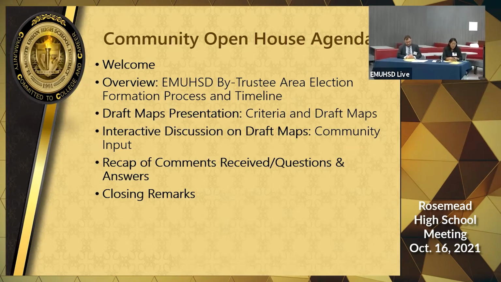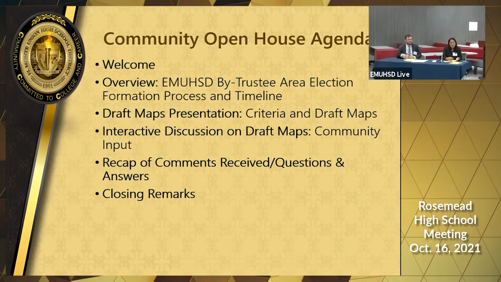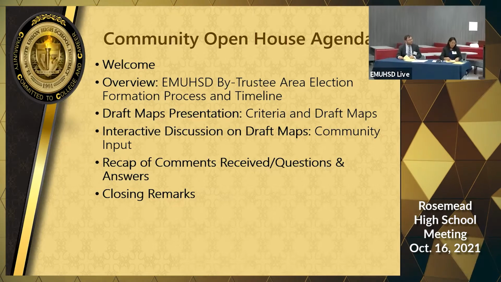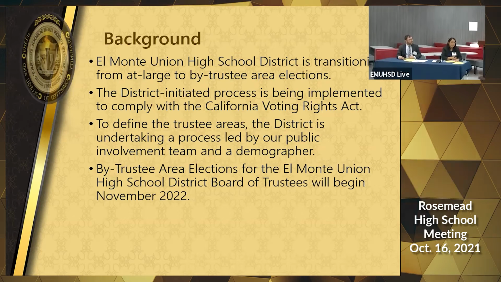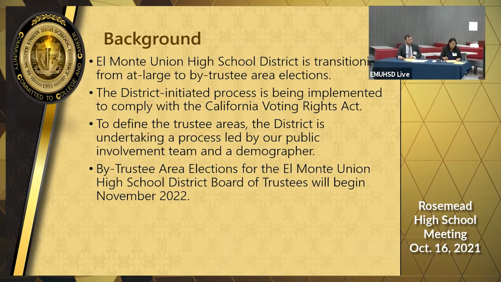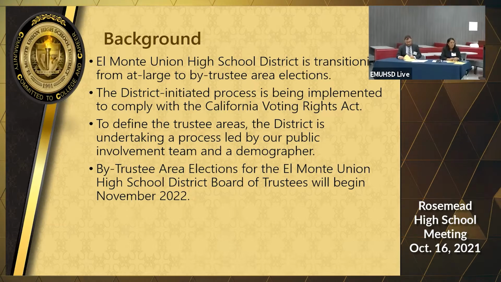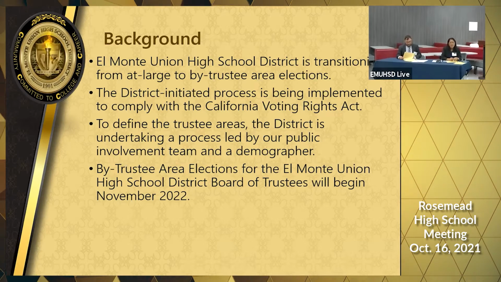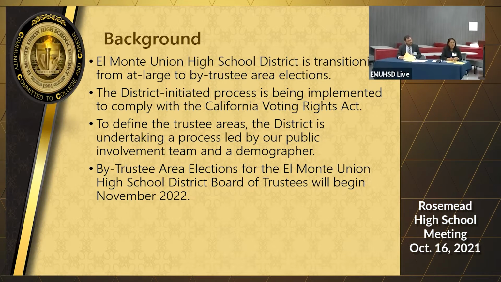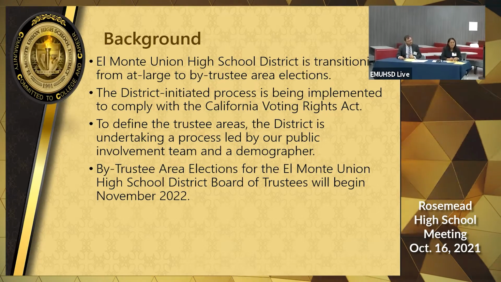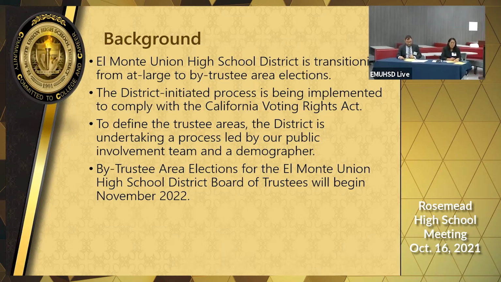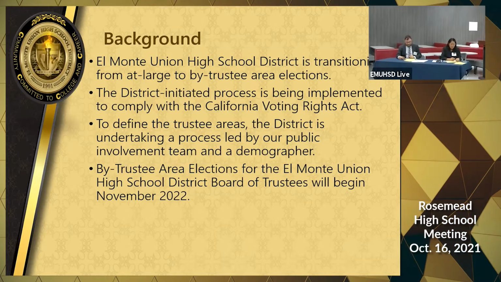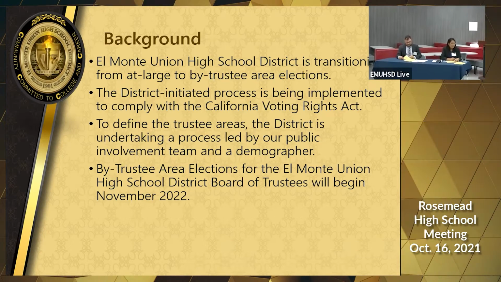And then we will provide a recap of any of the comments that we have received so far. So with that, we'll move on to provide a little bit of background as to why we're here. Just a reminder that the El Monte Union High School District is transitioning from at-large to by-trustee area elections. The district announced this direction back in May, and we began with a series of community information sessions to allow the community to become aware that this change was happening, and to also let them know that this is a district initiated process.